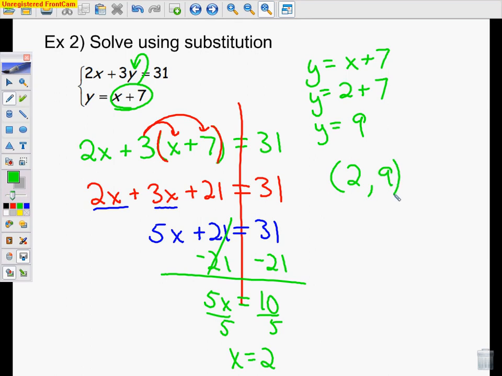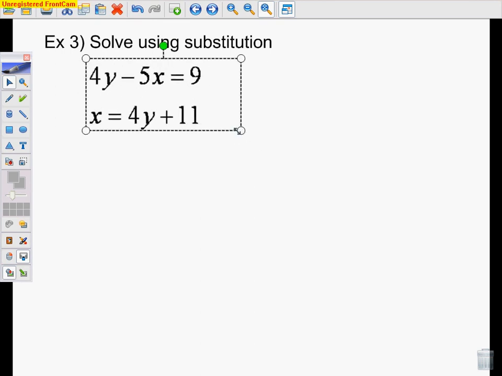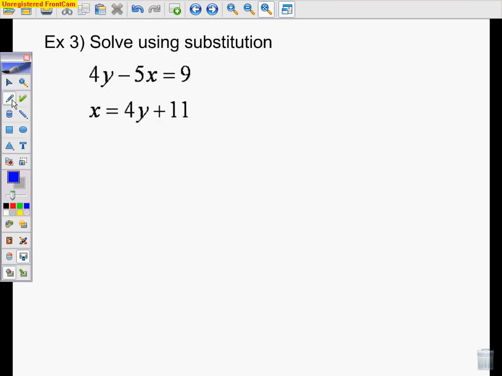And every y student would plug those values in to their right place to check their answer. All right, let's do another one. This one is a little bit different because it's not solved. It's not solved for y this time.